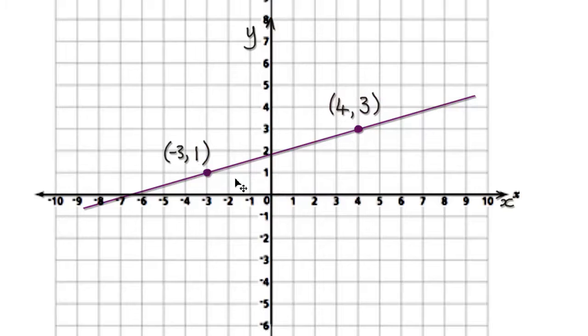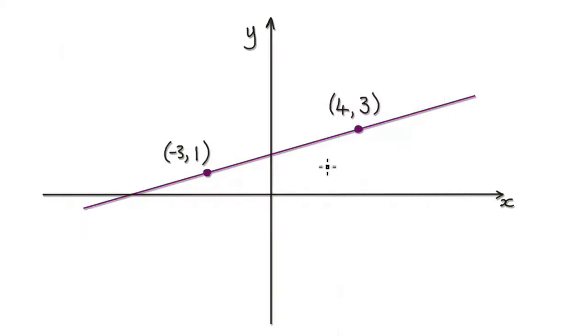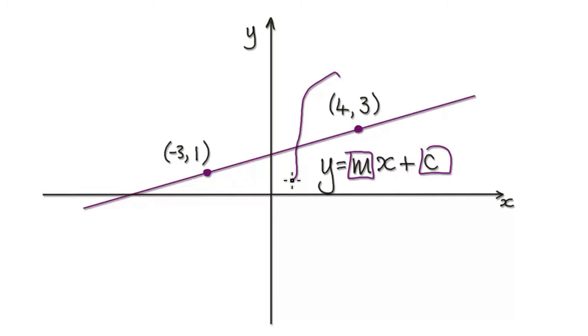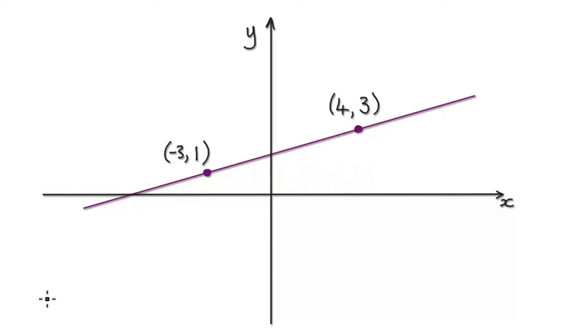Somehow come up with the equation of this straight line. Remember, the equation of a straight line is given by y equals mx plus c. So really your job is to work out the gradient and the intercept. The intercept is here, but you don't know where this is. So press pause and have a go.